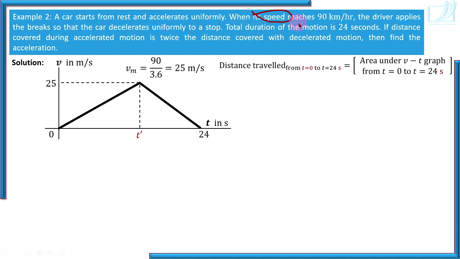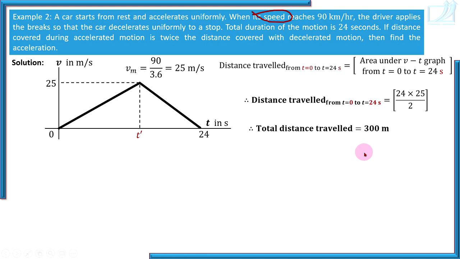Now check here, when its speed reaches 90 kilometers per hour. This VT diagram is not a velocity time diagram, but a speed time diagram. What I am telling you, listen. Area under the VT diagram, we say displacement. And area under the speed time diagram is distance travelled. Distance travelled is the area under the VT diagram. So from t equal to 0 to t equal to 24, it is base 24, height 25, by 2. So total distance travelled is 300 meters. So we have found out the total distance travelled.